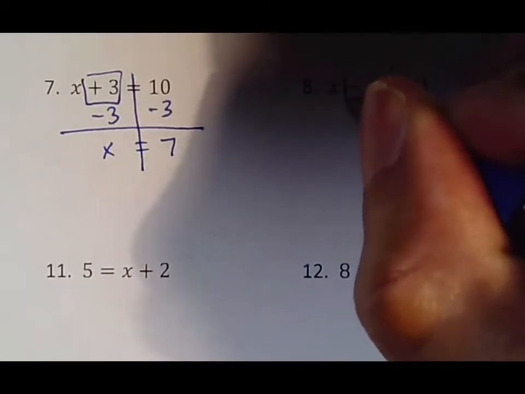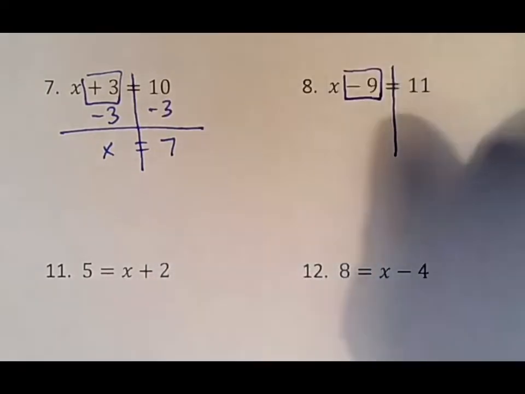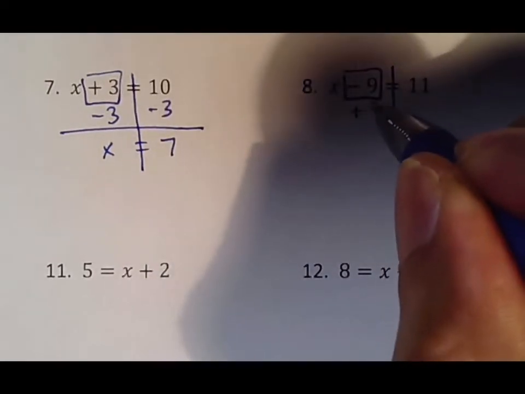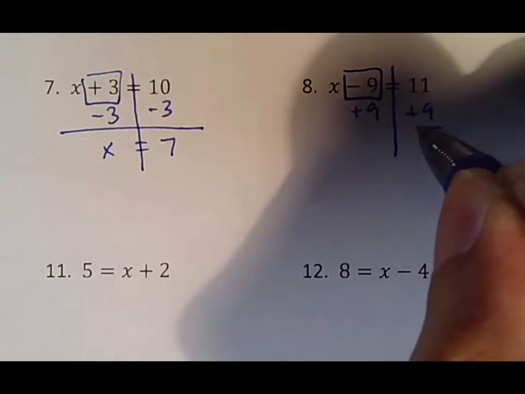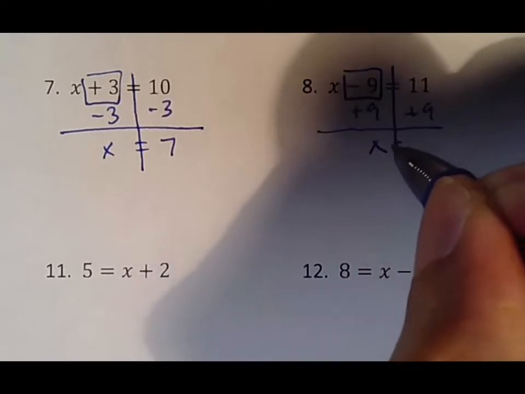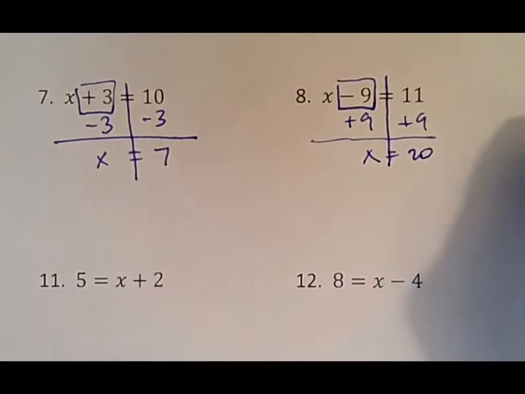Here, x minus 9, that minus 9 here is what has to go. So minus 9 moves with a plus 9 and a plus 9. X comes down with 20.